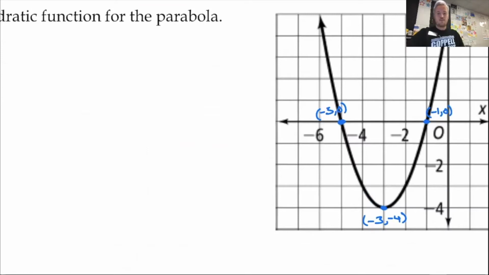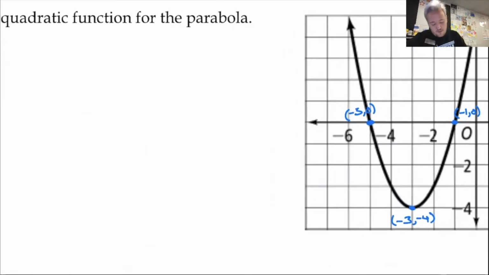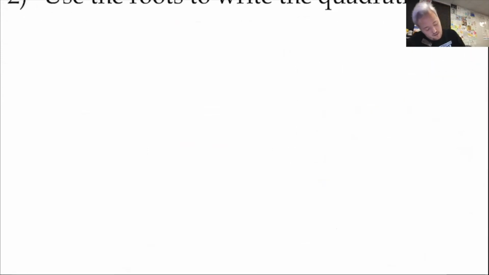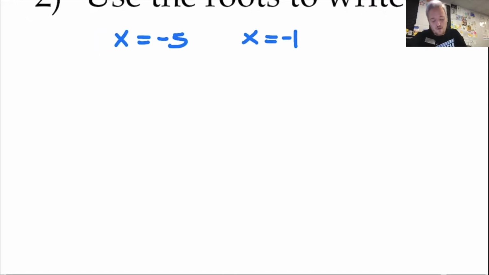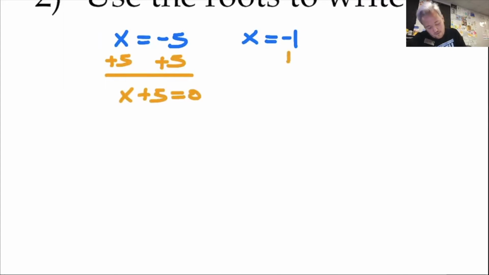All right, so once again, start with your roots. So we have x equals negative 5 and x equals negative 1. So you got to turn these into binomials. So I'm going to add 5 on both sides. So x plus 5 equals 0. Then add 1 on both sides. So x plus 1.